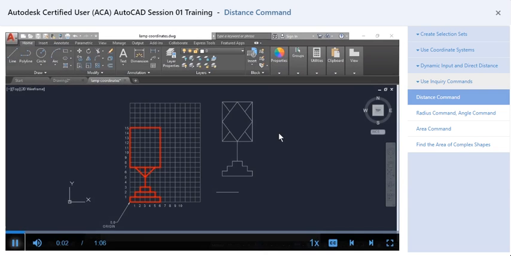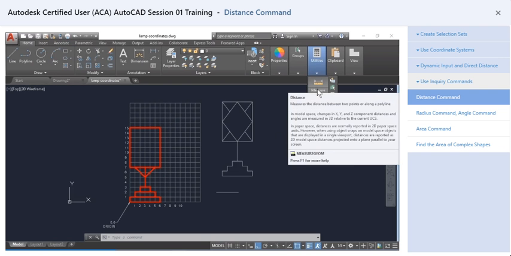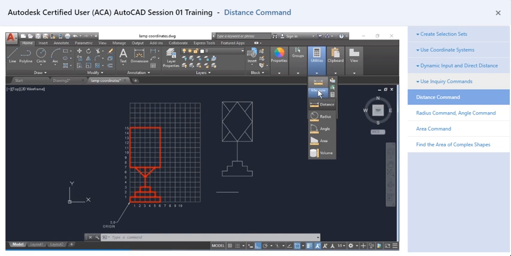We are going to learn how to pull some information out of our drawing. Let's see what information we can find out about our lamp. The inquiry commands distance, radius, angle, and area are located on the Home tab and the Utilities panel. Notice there is a flyout where all the icons are located.